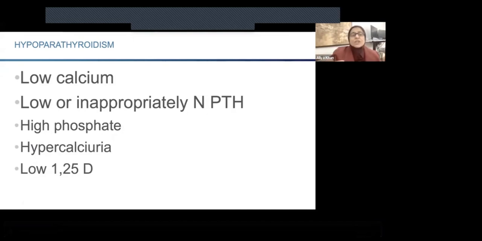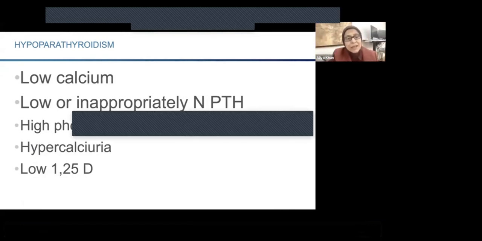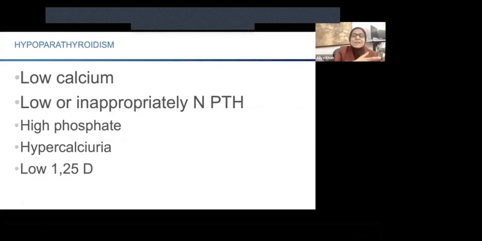As I've mentioned, someone who doesn't have PTH is going to have a low serum calcium. They're going to have a low or inappropriately normal PTH. They're going to have a high phosphate because they haven't been able to get rid of it through the kidney. They're going to have a high urine calcium because they can't reabsorb the calcium through the kidney. And they're going to have a low 1,25D. And that's why we have to give them something, either active vitamin D or give back the PTH.